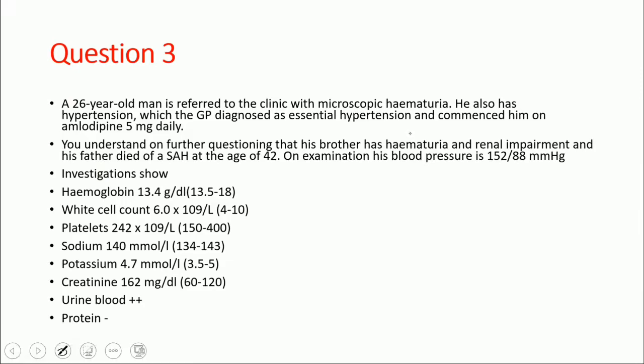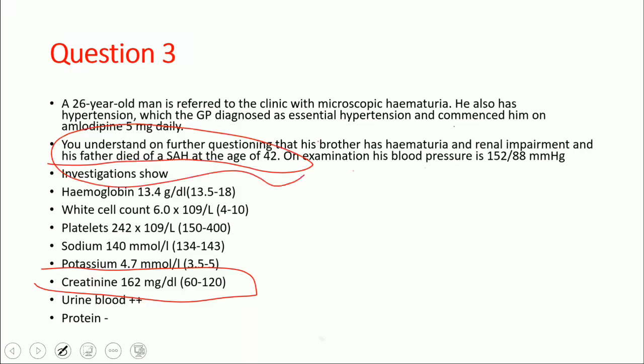Right. What is the diagnosis here? There is some hematuria, hypertension, renal impairment. The clinching point in this one is that the father died of SAH at 42, and there is a family history of renal problems. So this is polycystic kidney disease. I just told you that it can cause saccular aneurysms, say renal aneurysms. Okay, so that is that.